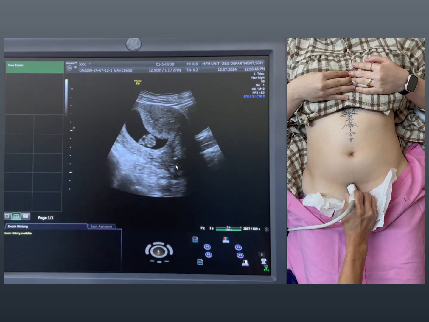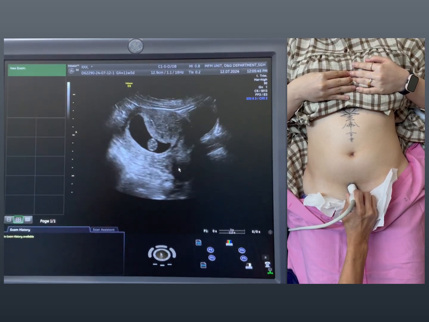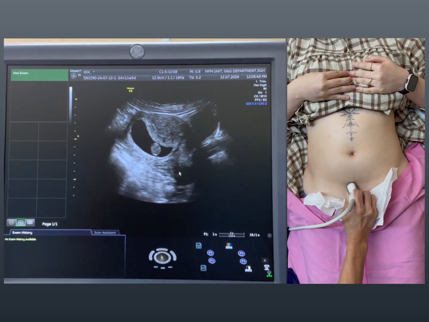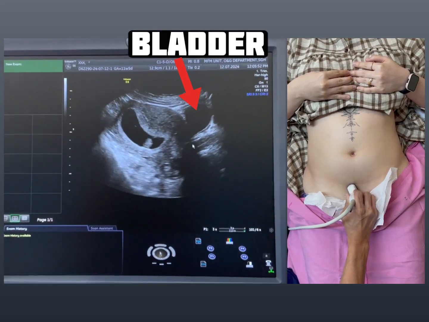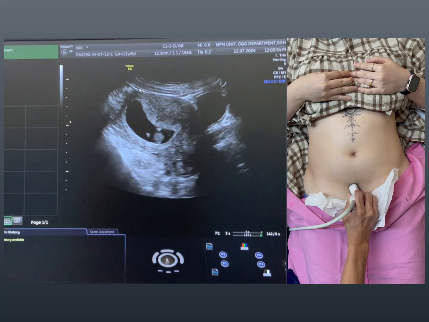Now it's important to increase your angle to make sure you have an overview. So that increases the angle of your scan. That's the bladder here in front. Use that as your landmark, and behind the bladder is usually where the cervix is. That's the outline of the uterus.